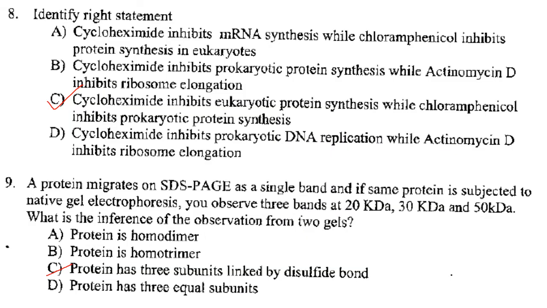Then next one. Identify the correct statement. So cycloheximide inhibits mRNA synthesis while chloramphenicol inhibits protein synthesis in eukaryotes. Actually, cycloheximide inhibits eukaryotic protein synthesis while chloramphenicol inhibits prokaryotic protein synthesis. So the correct answer is option C.